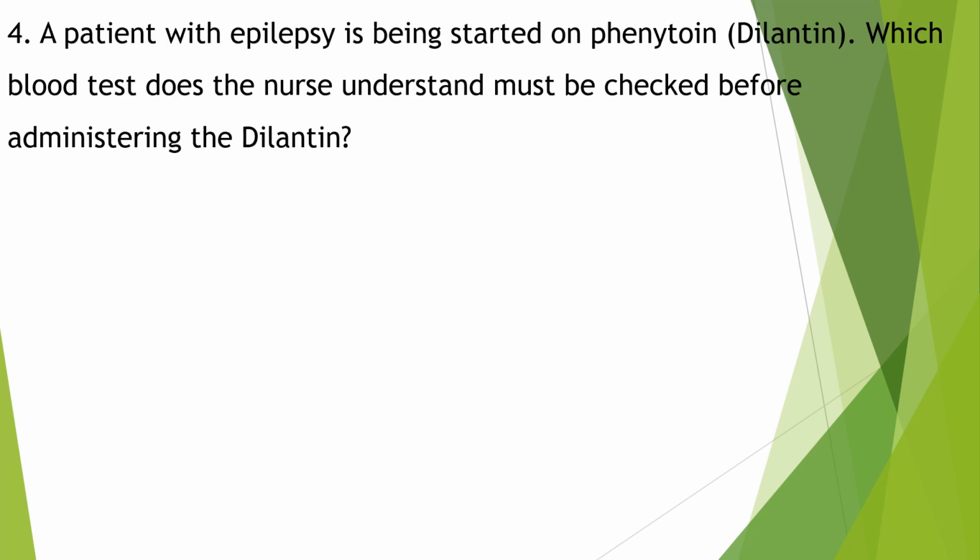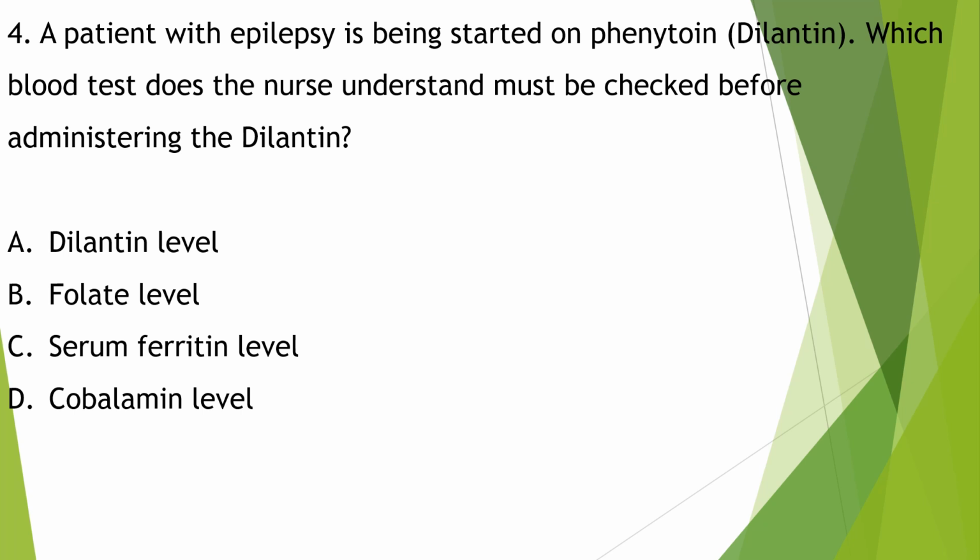The patient with epilepsy is being started on phenytoin. Which blood test does the nurse understand must be checked before administering the Dilantin? Dilantin level, folate level, serum ferritin level, cobalamin level.